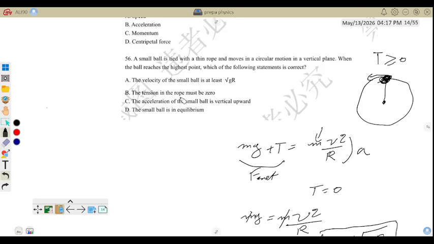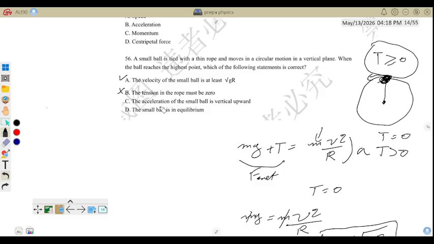The tension in the rope must be 0? That is not a requirement. T could be either 0 or greater than 0, as we say here, it could be greater than or equal to 0. So for B, it's not the one, it's A.